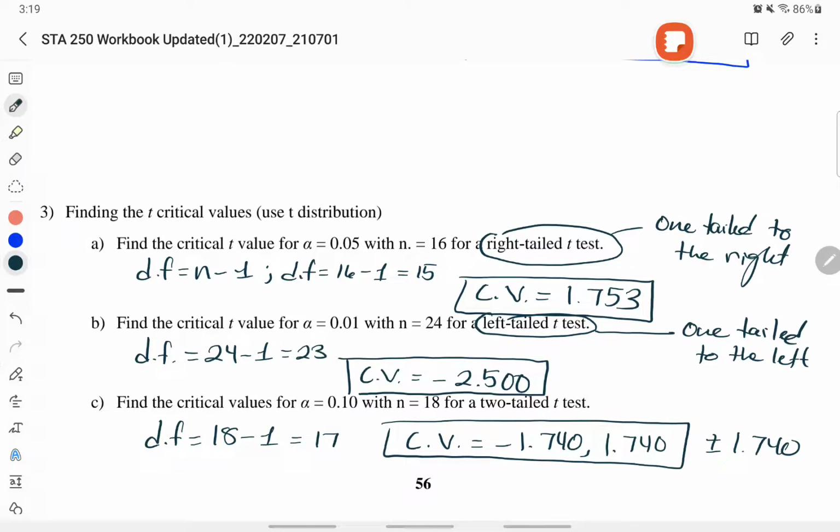Okay, guys, that is it on how to find your critical values. So I think we are ready to actually run some hypothesis testing questions. Yep, we're definitely ready. And I'll be in the next video.